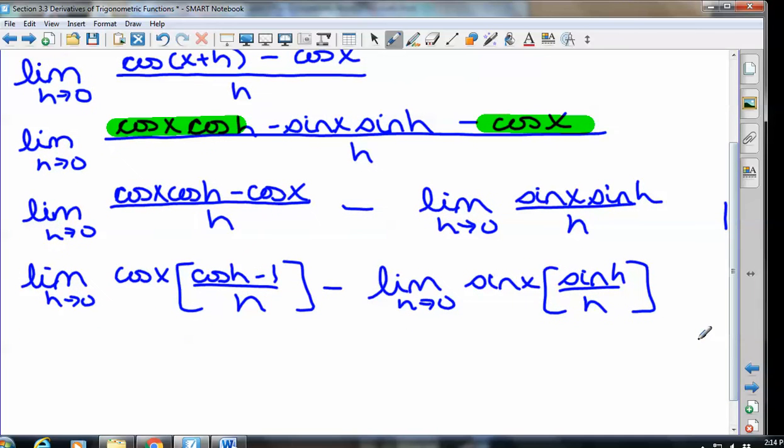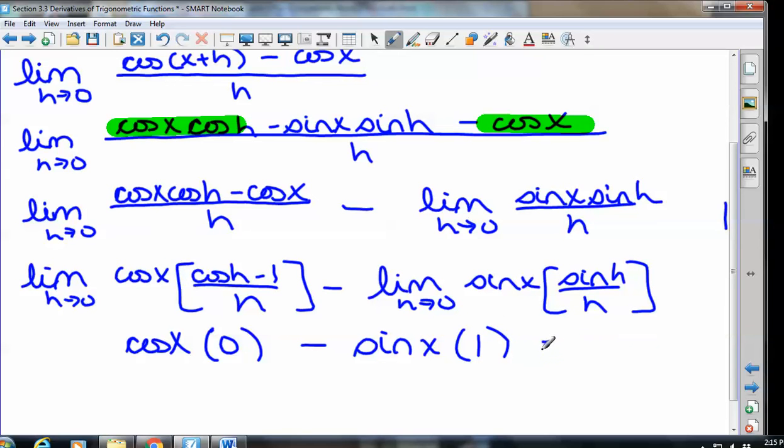Okay, so that would be sine h over h. So now, cosine x, that doesn't have an h in it, so it's just going to stay. What's cosine h minus 1 over h? The limit is equal to 0. That's 0. The sine x would stay. What's the limit as h approaches 0 of sine h over h? So we get negative sine x.